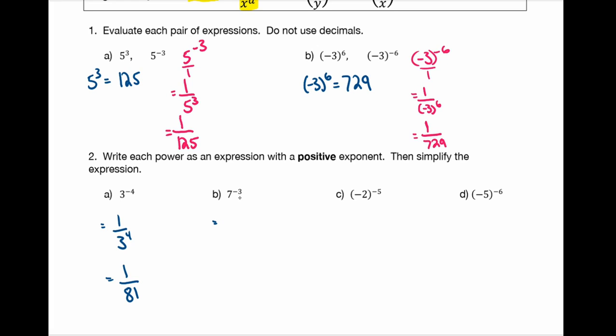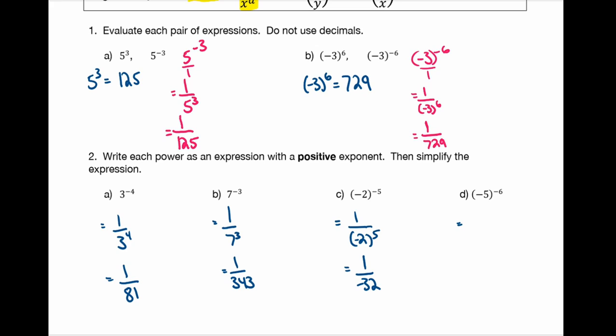7 to the power of negative 3, flip it, 1 over 7 to the power of 3. I can evaluate 7 to the power of 3, and it becomes 1 over 343. For C, again, same steps. Flip it, put it under 1, becomes negative 2 to the power of positive 5, so my exponent now becomes positive. I can evaluate the bottom part, so this becomes 1 over negative 32.